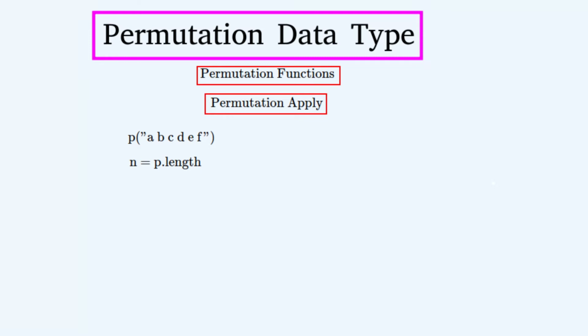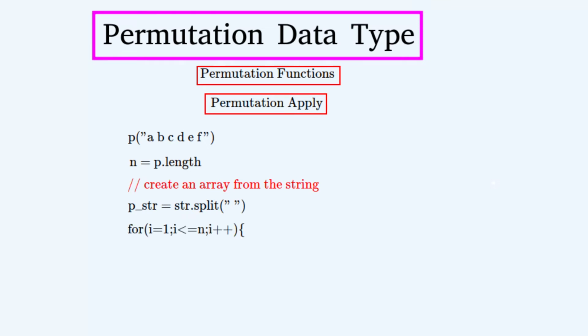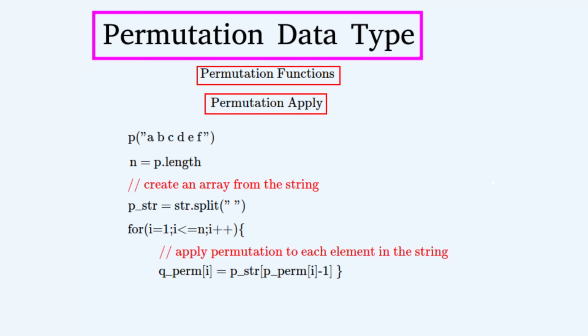So now to create a function that applies the permutation to a string of variables separated by spaces. We'll firstly get the length of the permutation. Then we'll turn the string into an array using this function. We'll loop through all of the numbers in the permutation. We'll then rearrange all of the elements of this string using this permutation.